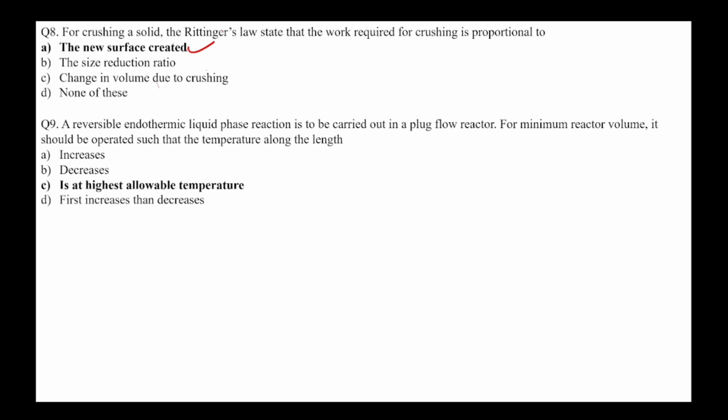For crushing a solid, Rittinger's law states that the work required for crushing is proportional to the new surface created. Straight statement.